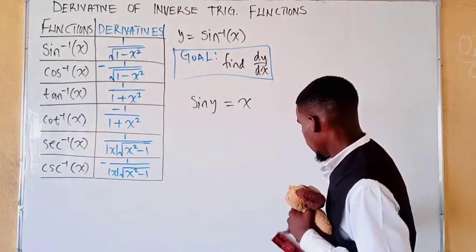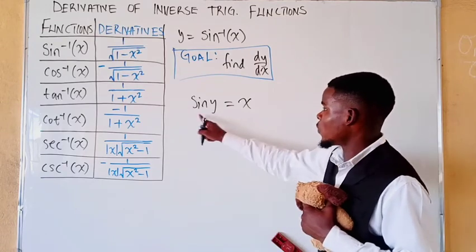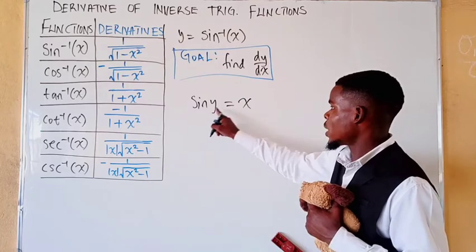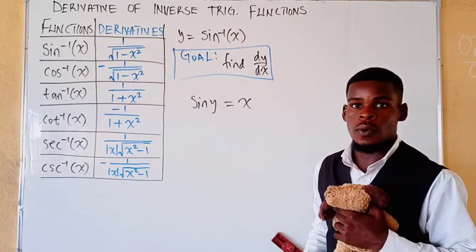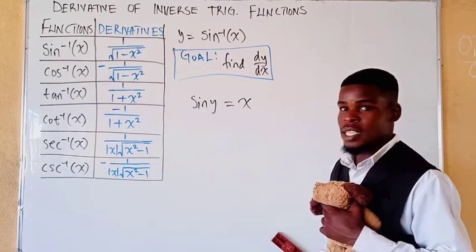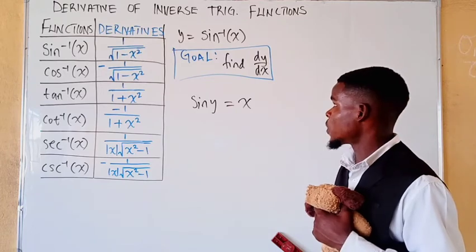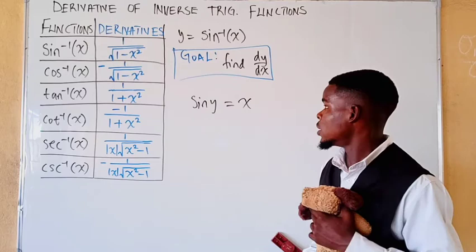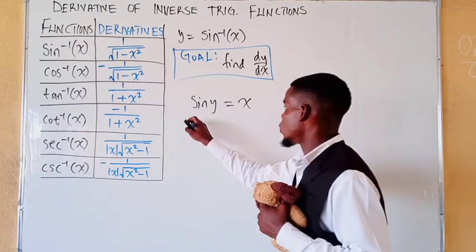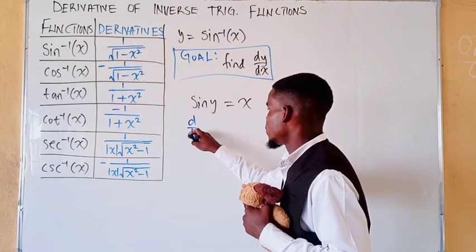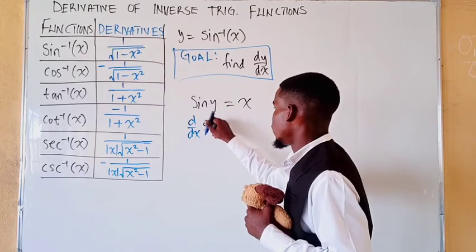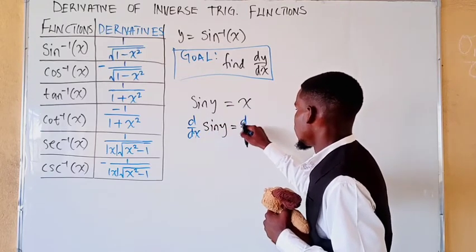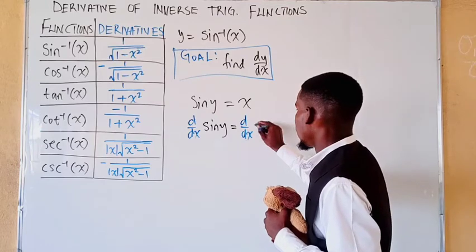Now we have that sine y is equal to x. We can differentiate this implicitly with respect to x, given that y is a function of x. So I put down the derivative with respect to x of the left-hand side, sine y, and do the same to the right-hand side, the derivative with respect to x of x.